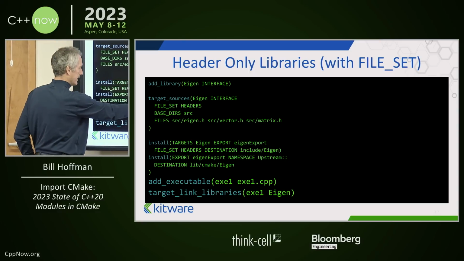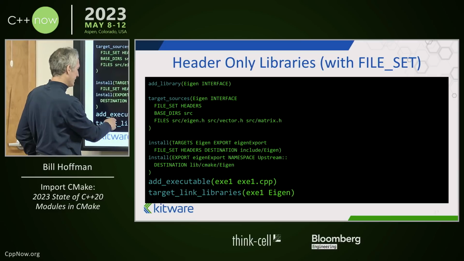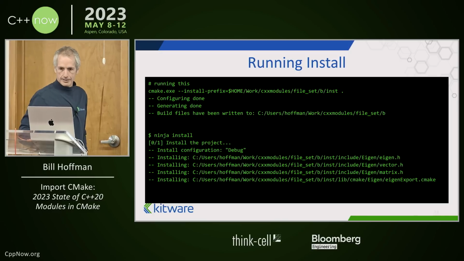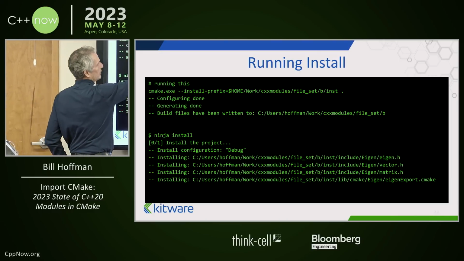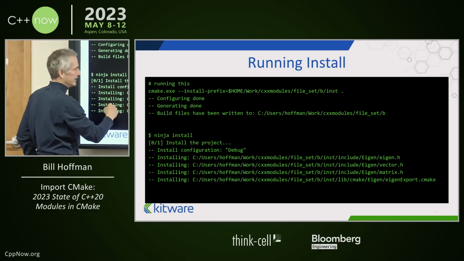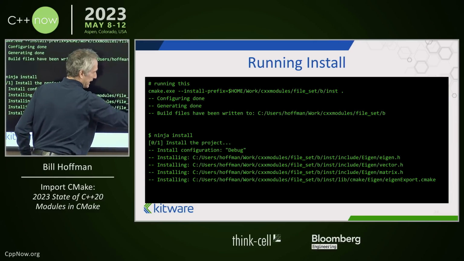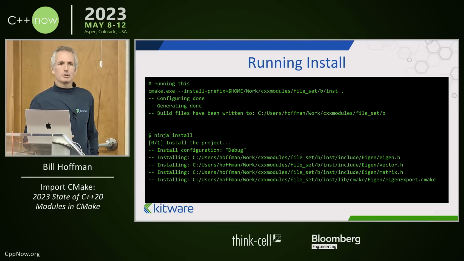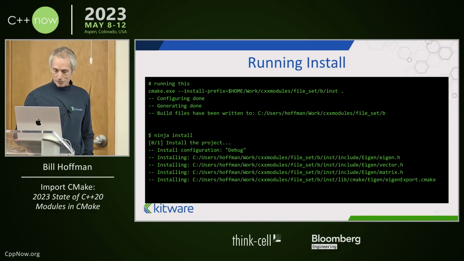I can install the namespace upstream:: destination lib/cmake/eigen. I can add an executable. I can link that executable to eigen. And then if I run cmake with the install prefix, I'll give it a directory. I do the build, and then I do install, and you can see it's installing into this install directory, include/eigen, and it's all nicer. And before, this was a lot more complicated to do before file sets. But these become important for modules as well. Really important for modules.